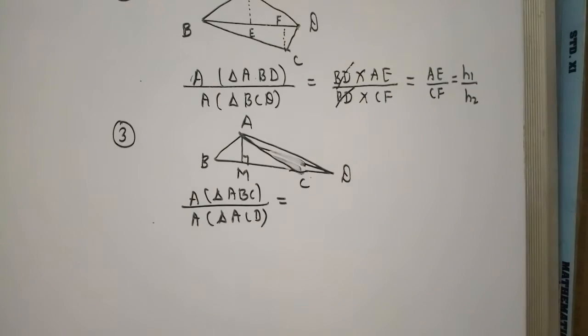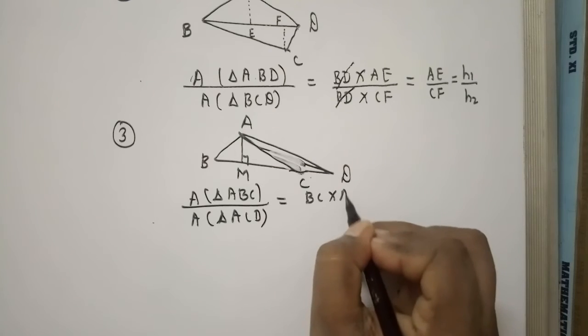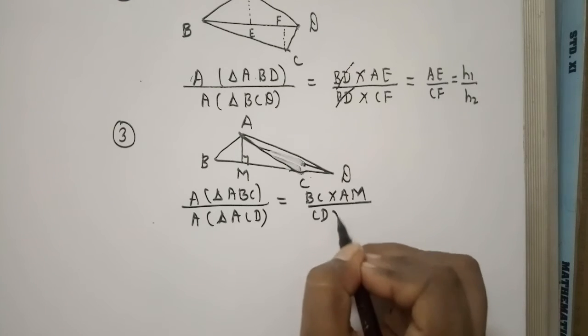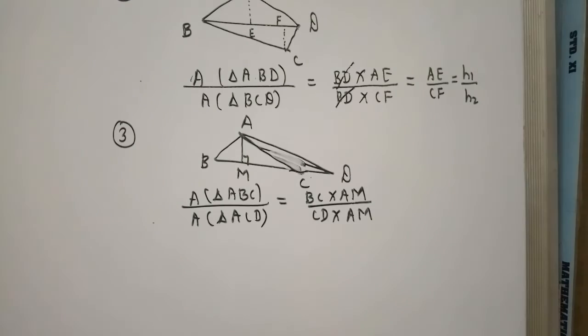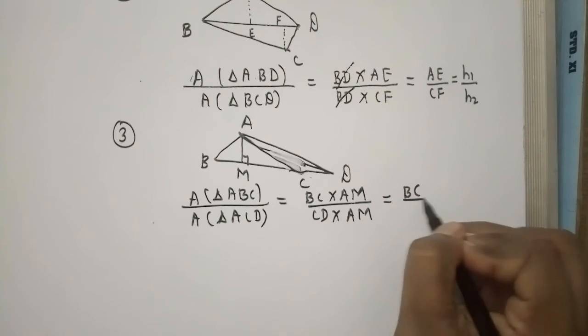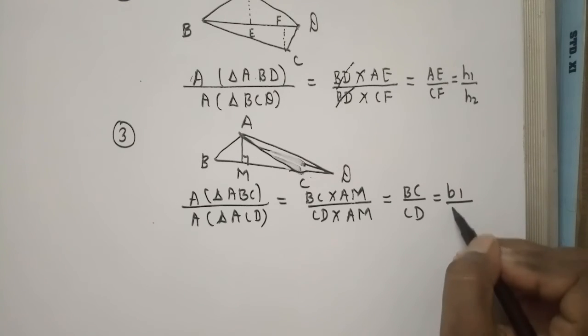I repeat, in the first case we have checked, half will get cancelled, so therefore we need to write what? For the first triangle, base into height, upon, for the second triangle, base into height. That means base 1 into height 1 upon base 2 into height 2. So for the first case, base 1 is BC, height 1 is AM. For the second triangle, base 2 is CD, height 2 is AM. And if we observe these two, AM gets cancelled. What is remaining? Remaining is BC upon CD, which means base 1 upon base 2.